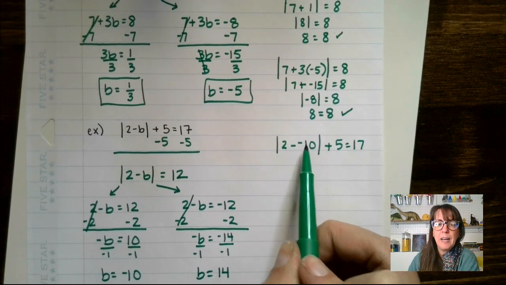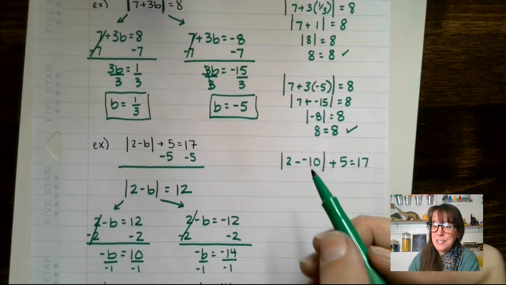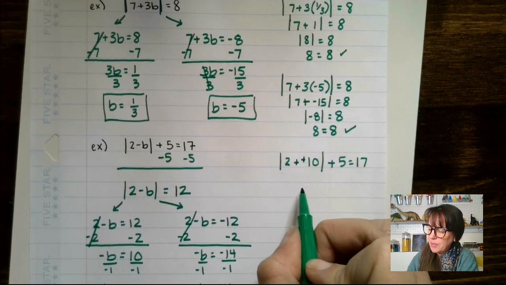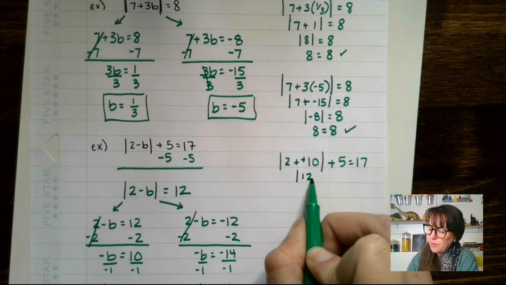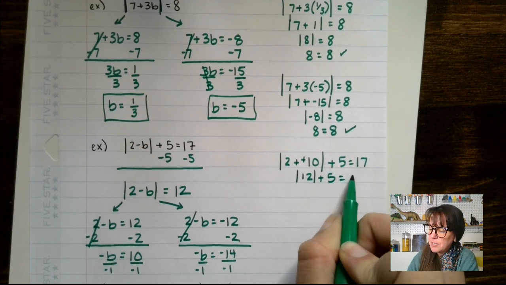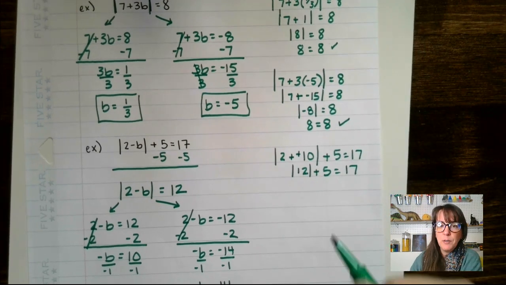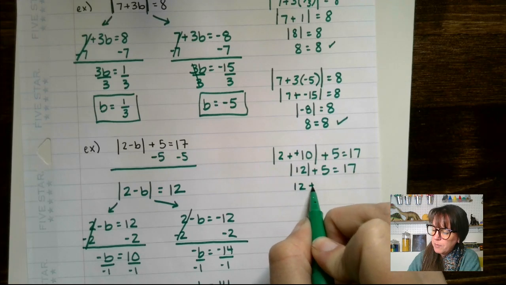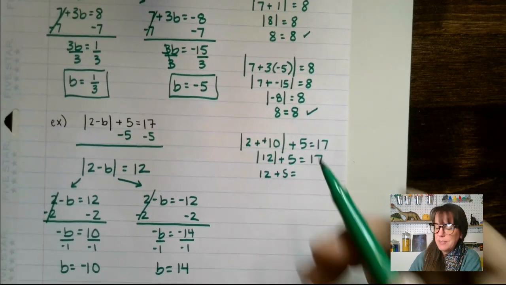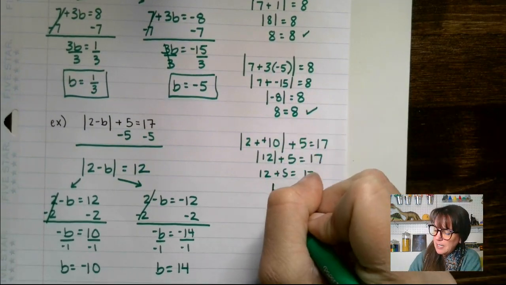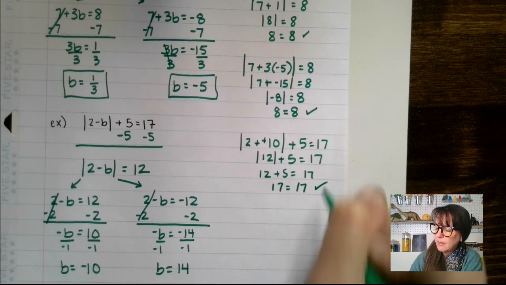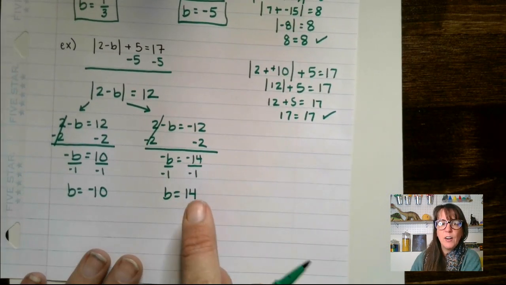All right, 2 minus negative 10 is add the opposite. We get the absolute value of 12 plus 5 equals 17. The absolute value of 12 is 12, so we get 12 plus 5 equals 17. 17 equals 17. This works. Excellent.